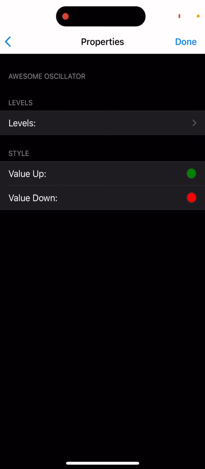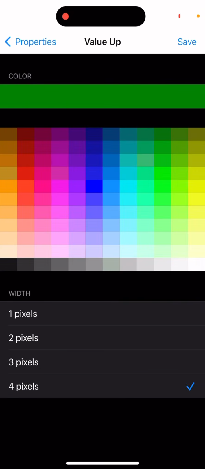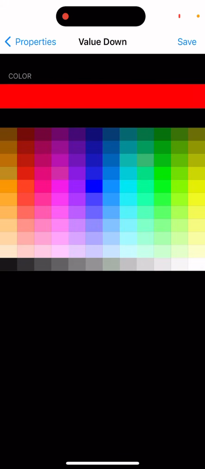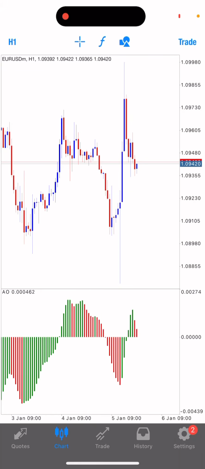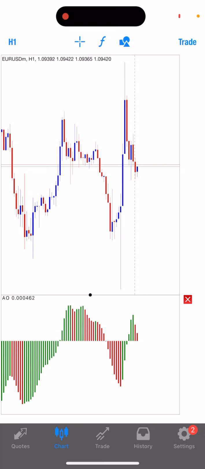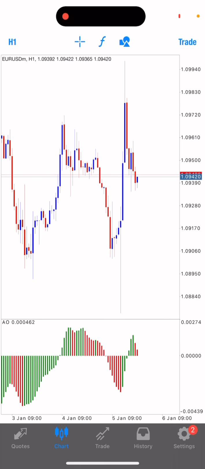For the awesome oscillator, you don't set any level. The value up should be green, 4 pixel. The value down should be red. Then you click done, and you are set to start trading this strategy.